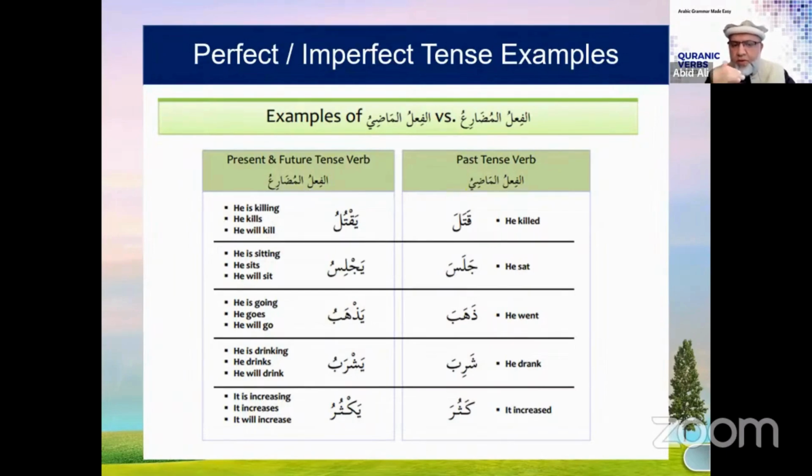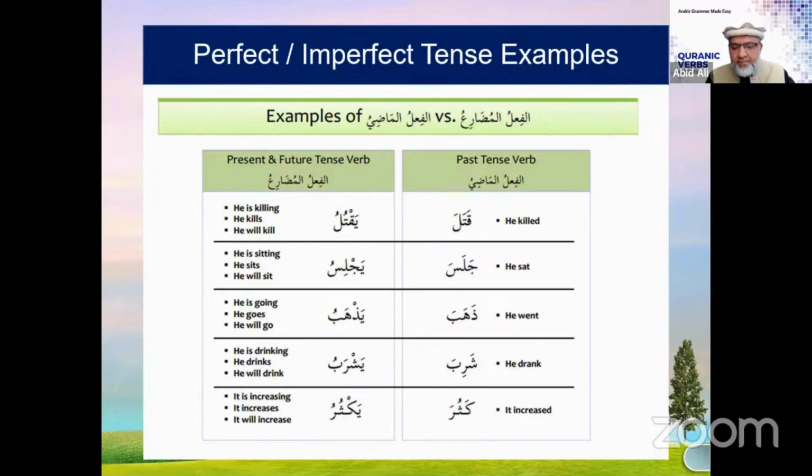And by the way, we're only talking about third person right now. We will look into second person and first person. So Jalasa, we know what Jalasa is: he sat. Yajlisu, he is sitting, he sits, he will sit. Dhahaba, he went. Yazhabu, he is going, he goes, he will go. Shariba, he drank. Yashrabu, he is drinking, he drinks, he will drink.